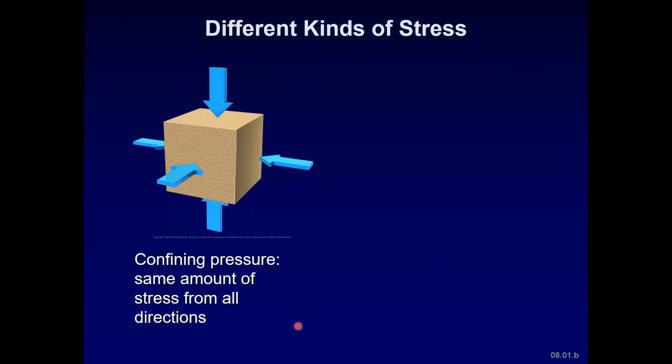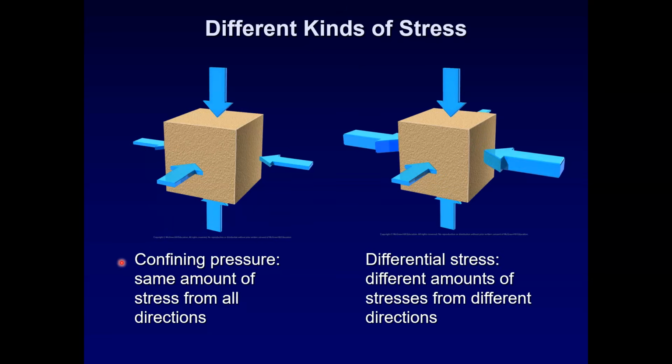There's a few different kinds of stress. We'll start with confining pressure. So that's where you have the same amount of stress on this mass from each direction, or from all directions. Differential stress is where you have different amounts of stresses, denoted by larger arrows versus smaller arrows, coming from different directions. So that'll impact the mass differently.